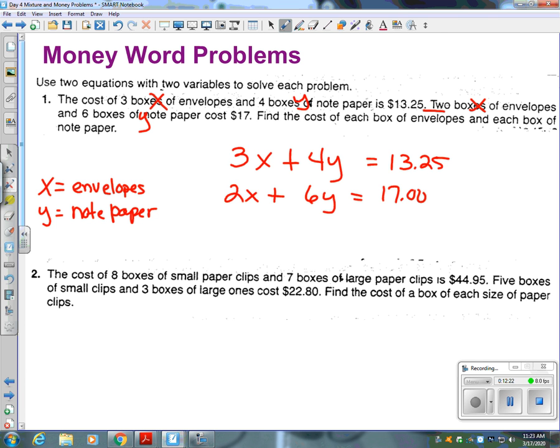So for envelope was $1.15. And note paper was $2.45.